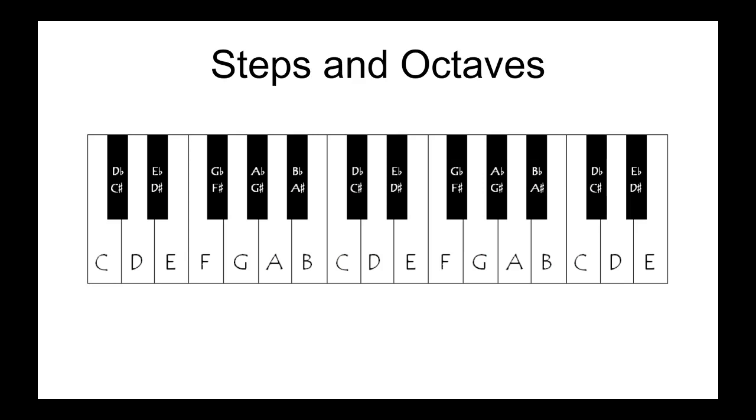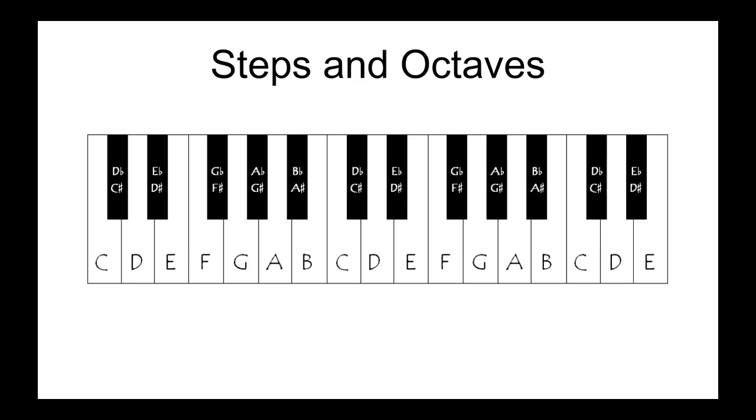A scale repeats every octave. If you have the C major scale, for example, which contains C, D, E, F, G, A, B, then it'll repeat the next octave: C, D, E, F, G, A, B, C.